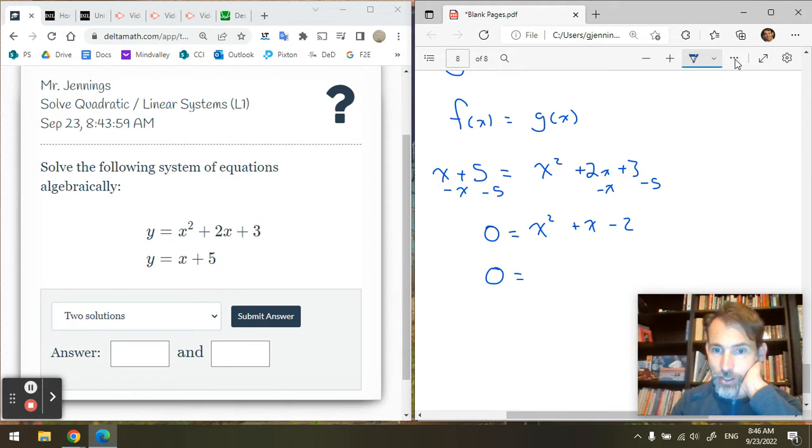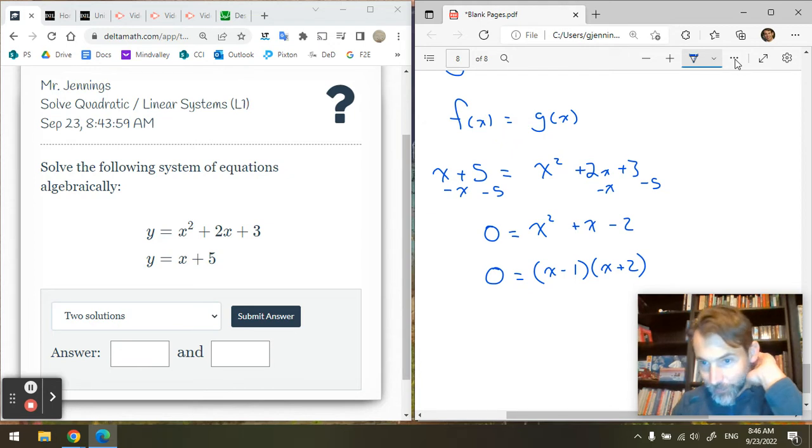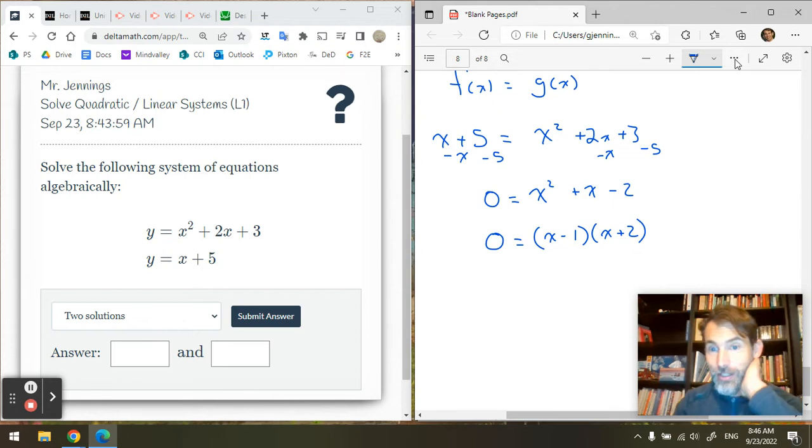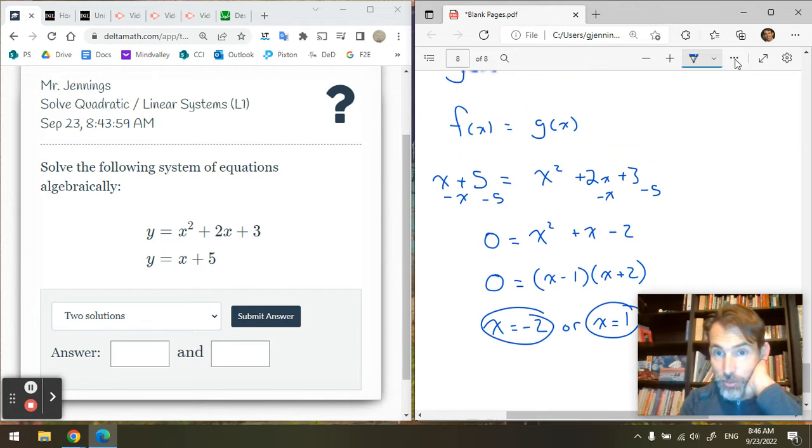Okay, so 0 is equal to x plus 1. So multiplies to minus 2 and adds to positive 1. x minus 1, sorry. x minus 1 times x plus 2. See, that factors. All right, so two numbers that multiply to negative 2 and add to 1 are those. So x equals negative 2 or x equals 1. All right, so there are the two x values, the two possible solutions.